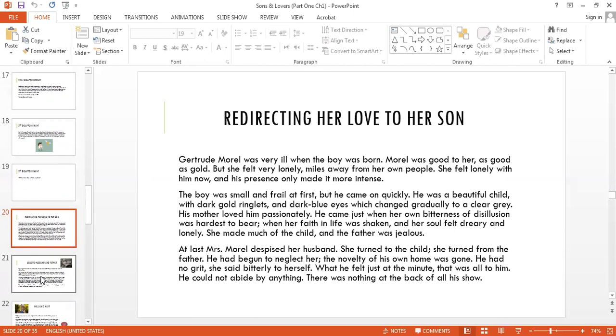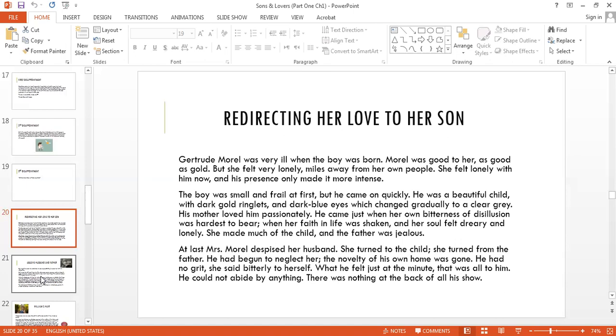When she gave birth to the boy, she was very ill, but he was good to her. The boy, when he was born, was small and frail, but came on quickly. He was a beautiful child. He had dark gold ringlets and dark blue eyes. His eyes gradually became clear gray. His mother loved him passionately. He came just when her own bitterness of disillusion was hardest to bear. Here, her faith in life was shaken, and her soul felt dreary and lonely.